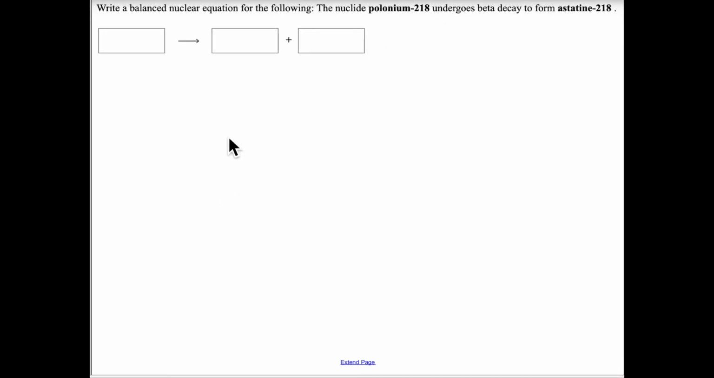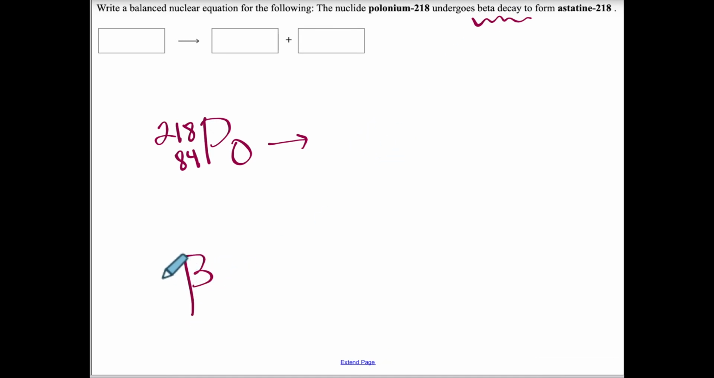All right, this one tells us that we're starting with polonium 218, and so we have to look on the periodic table and we find that polonium's atomic number is 84. It tells us that it's undergoing beta decay. In the decay process, the beta is going to be a product. Beta can be written like this or like this, so we'll put in this one.